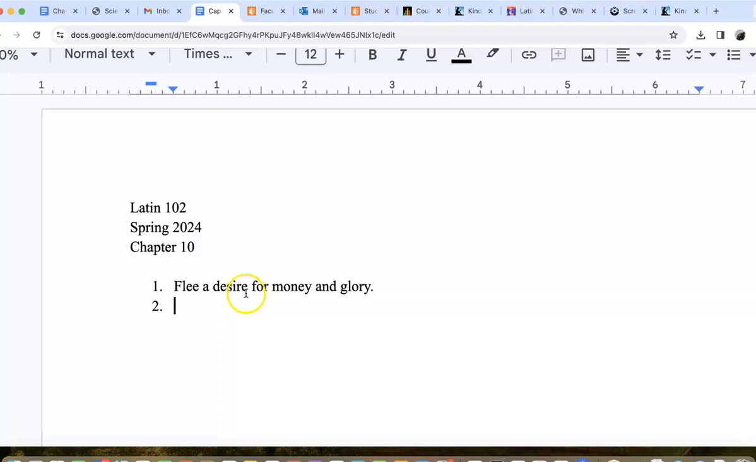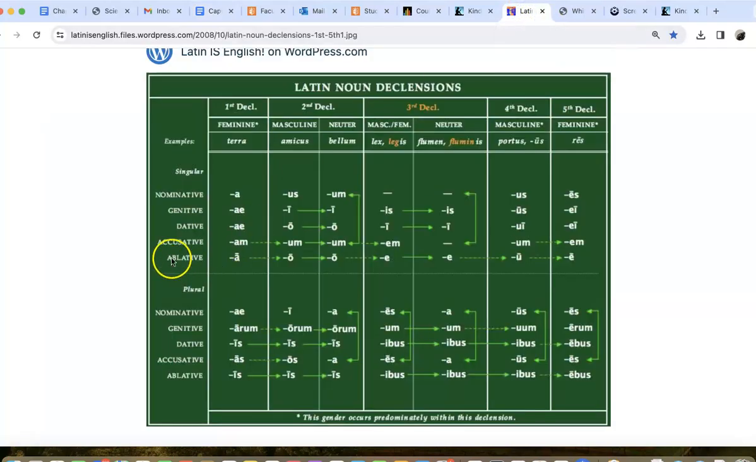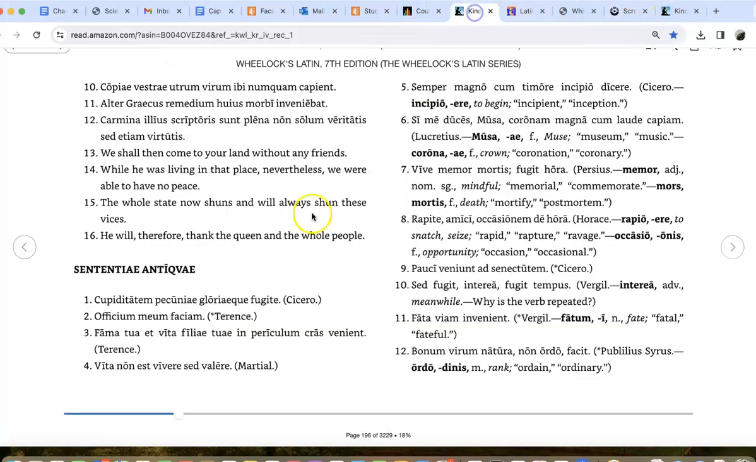All right, so that one's pretty straightforward, although it does remind us that the dative is to or for whom something is done. So if we use the preposition for, we're going to need the dative. So again, pecuniae gloriaeque. And then we mentioned earlier that cupiditatem, or desire in this case, is in the accusative, making it the direct object, because the verb in the second person plural imperative is fugite.